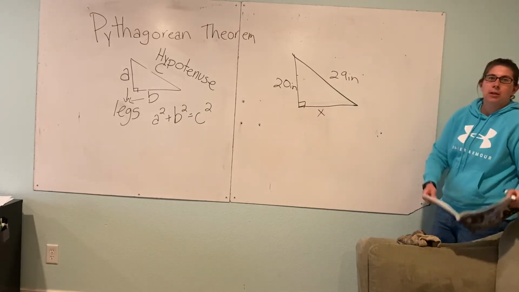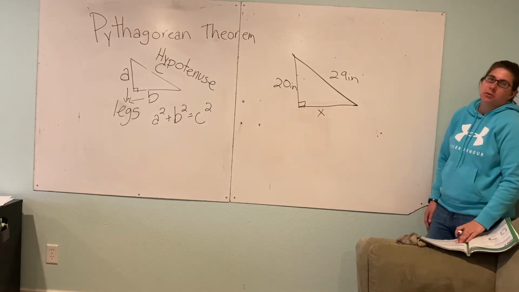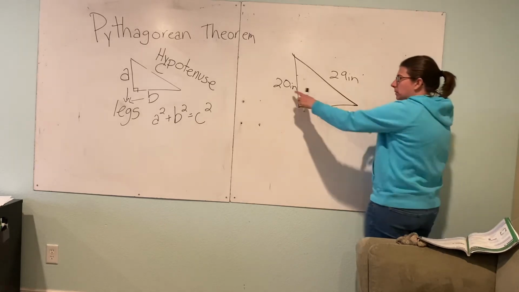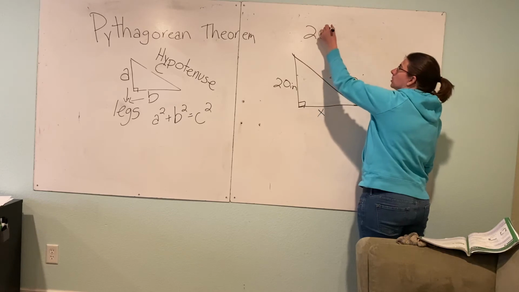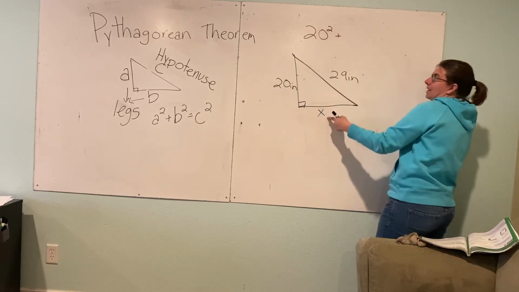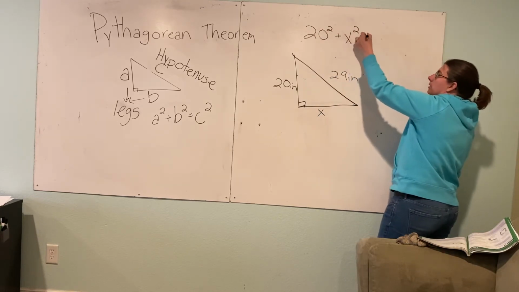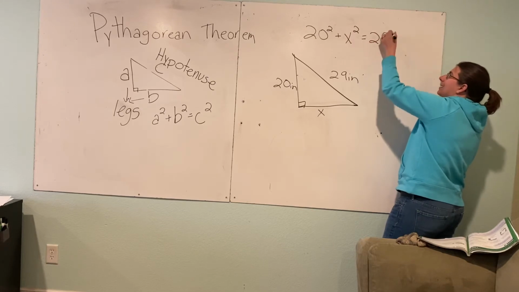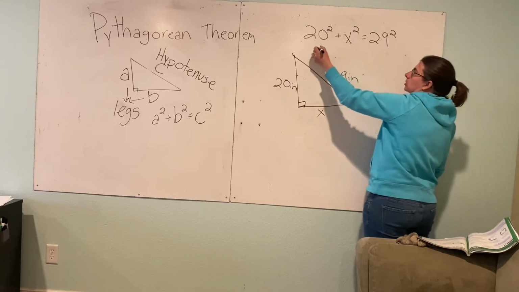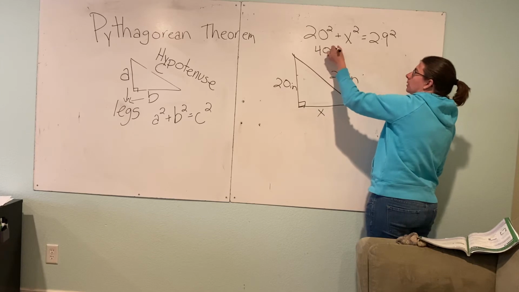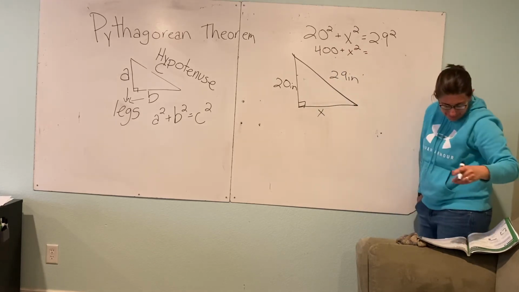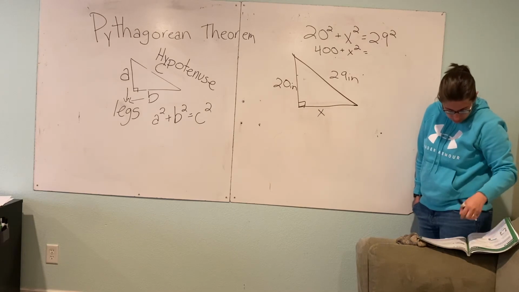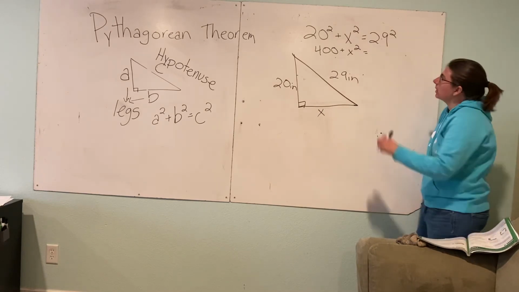So this one's going to be a little bit different because this time we know the hypotenuse. So same thing, a squared plus b squared equals c squared. So we're going to do 20 inches squared plus x squared equals 29 squared. 20 times 20 is 400 plus x squared equals 29 squared. Again, this is where it's a good job to break out your calculators. It's actually 841.